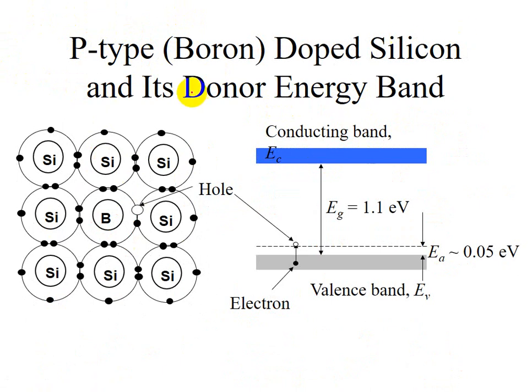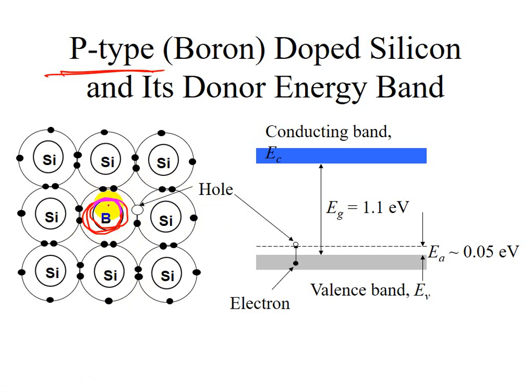Next we'll discuss the so-called P-type semiconductor. It's a similar concept. Instead of introducing a group 5 element, you introduce boron. Replace the center silicon atom with boron. Boron is a group 3 element. That means at the outermost electron shell, it only has 3 electrons.